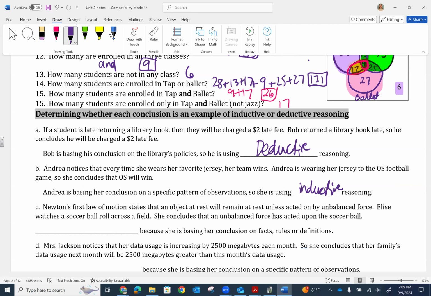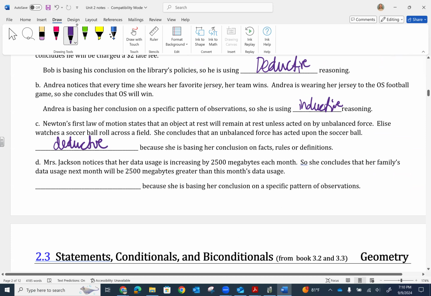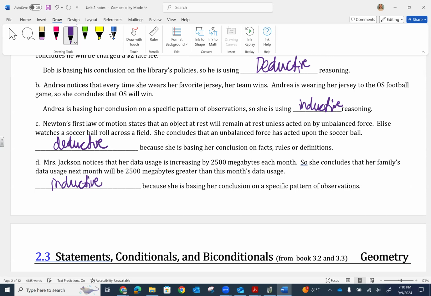Okay, Newton's laws of motion. Object at rest will remain at rest. That is going to be deductive. And the last one, Miss Jackson notices that her data usage is increasing by 2,500 megabytes every month. So she calculates that she thinks that's going to continue. Okay, that is going to be inductive. She's doing a sampling and noticing patterns and saying, I project this is going to happen. She's not proving it. She doesn't know for sure. And who knows if there's a limit to how much it'll grow. But she's noticing at this point in time, it keeps increasing.